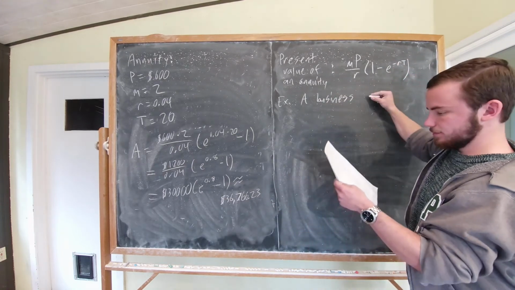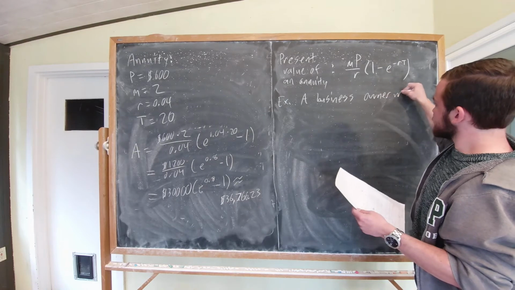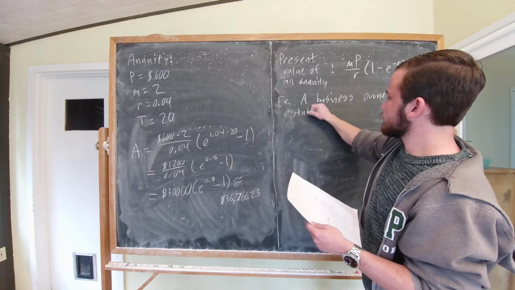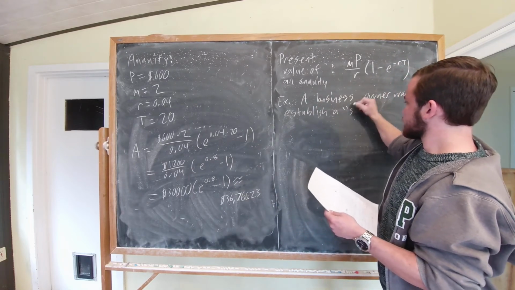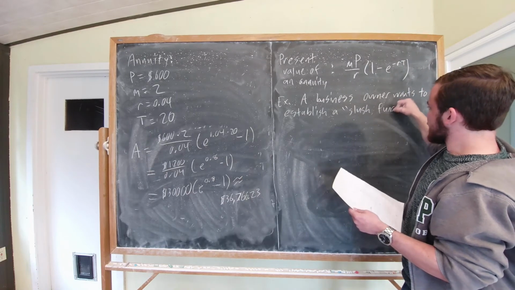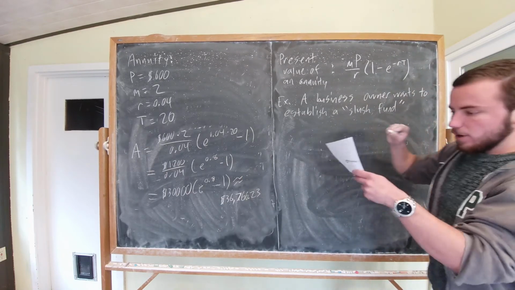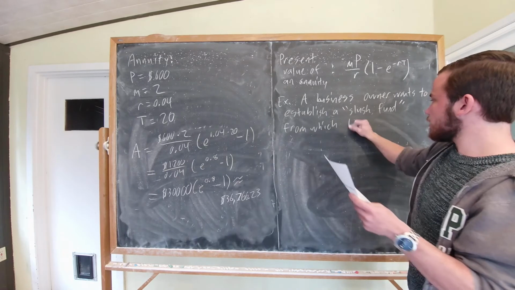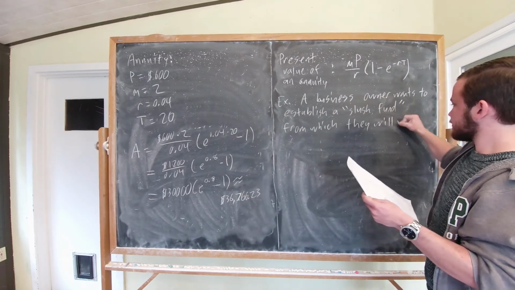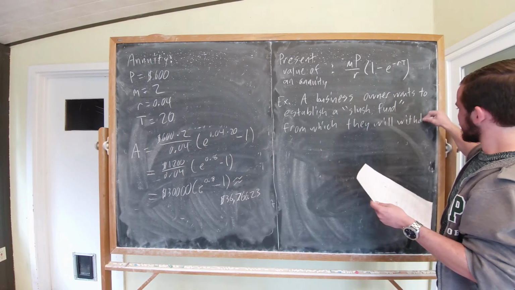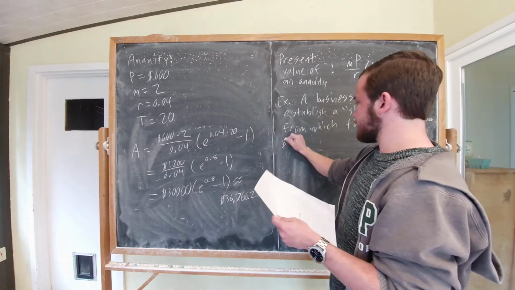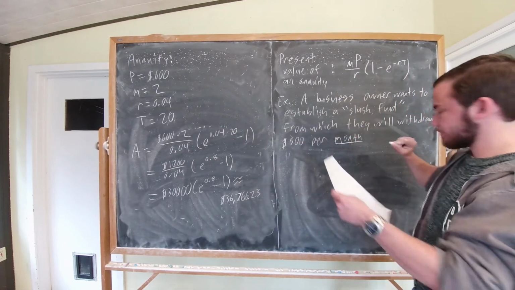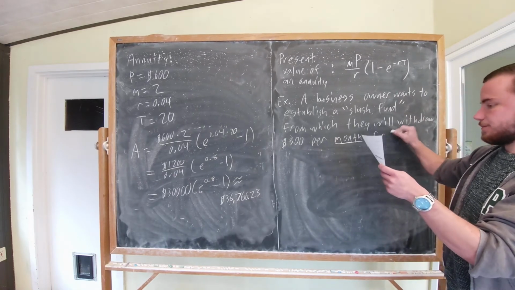So an example of this would be, say a business owner wants to establish a slush fund, rainy day. I'm pretty sure that's what a slush fund is. From which they will withdraw $500 per month, and notice that's per month, for the next 5 years.